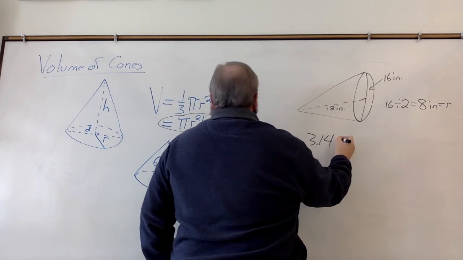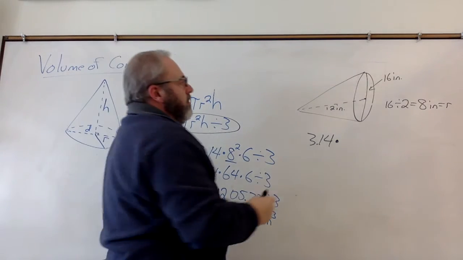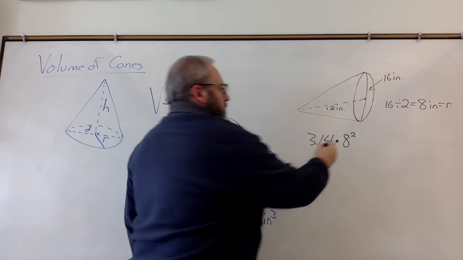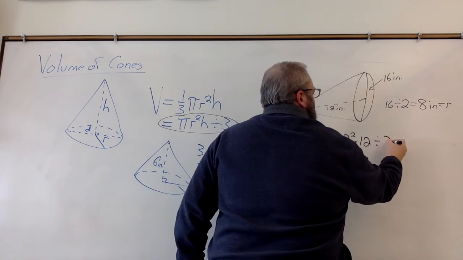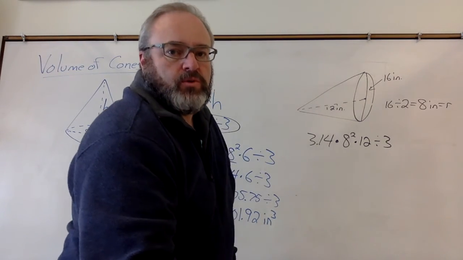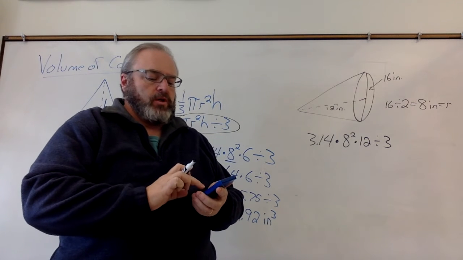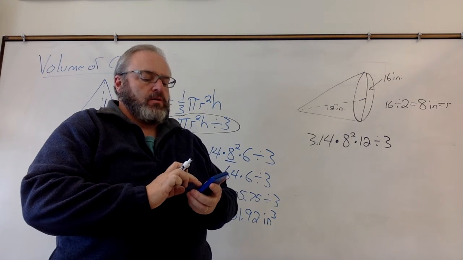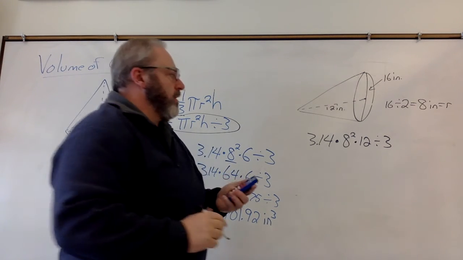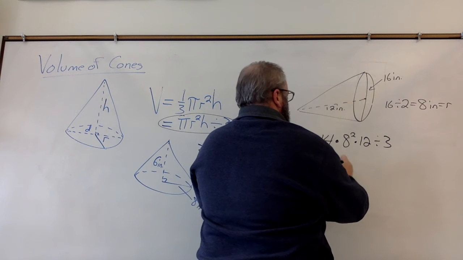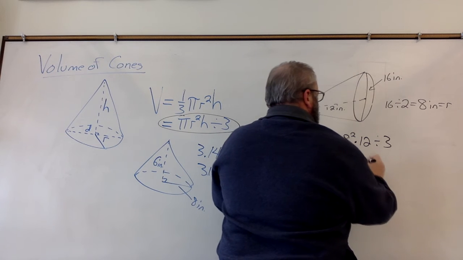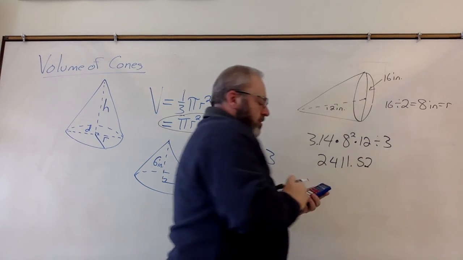So let's use our formula here and start plugging in our numbers. 3.14 times the radius squared. Oh, look at that, we have 8 squared again, times the height, 12. At the end, we'll divide by 3. So we know this is 64, so I'm going to multiply right across. 3.14 times 8 times 8 times 12, and we get 2,411.52.